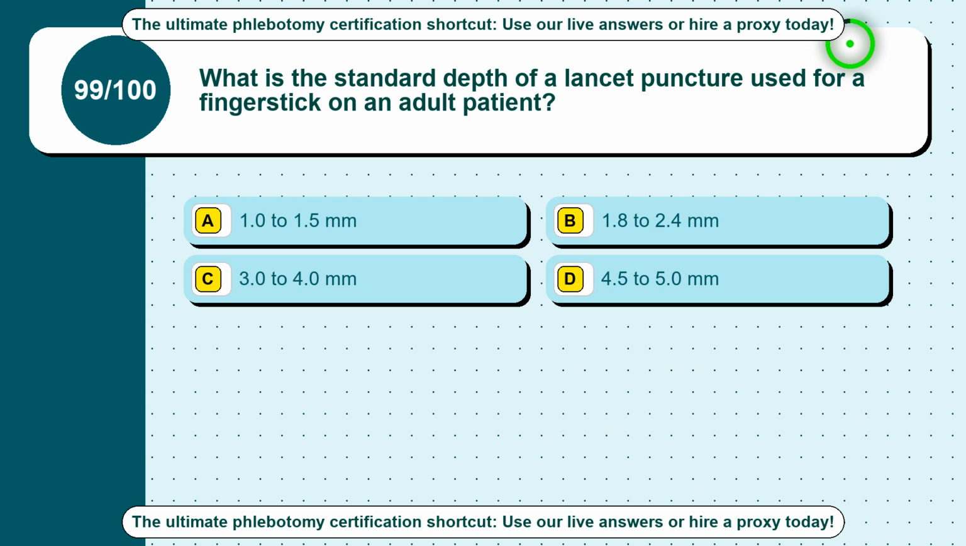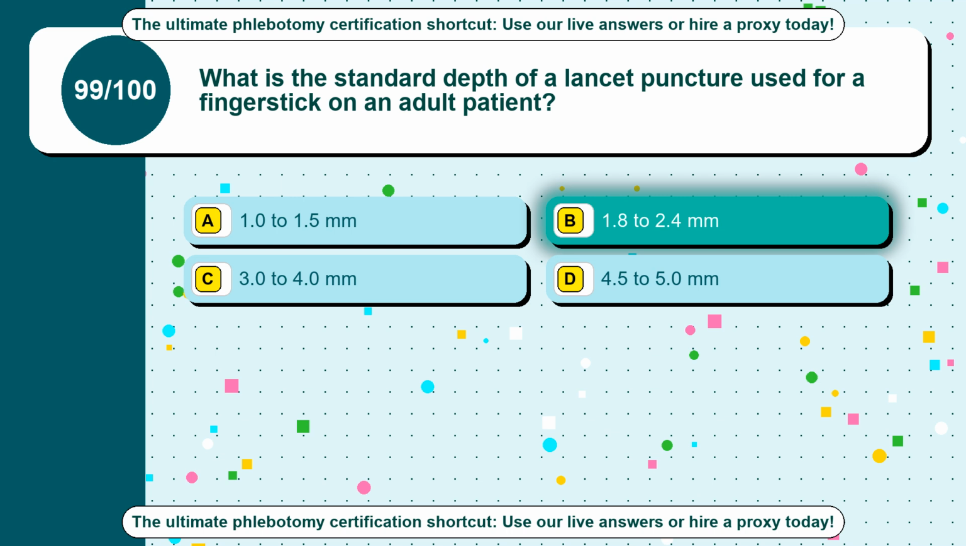Question 99. What is the standard depth of a lancet puncture used for a fingerstick on an adult patient? Option A, 1.0 to 1.5 mm. Option B, 1.8 to 2.4 mm. Option C, 3.0 to 4.0 mm. Option D, 4.5 to 5.0 mm. The correct answer is option B, 1.8 to 2.4 mm.